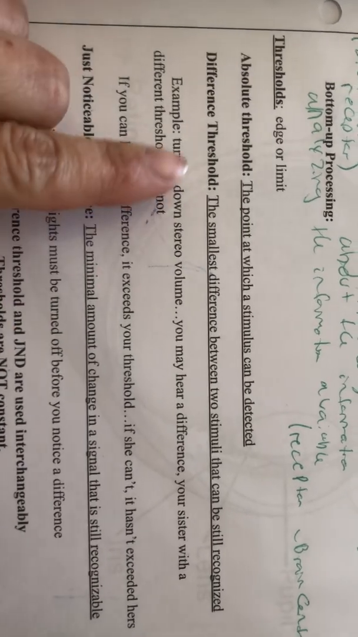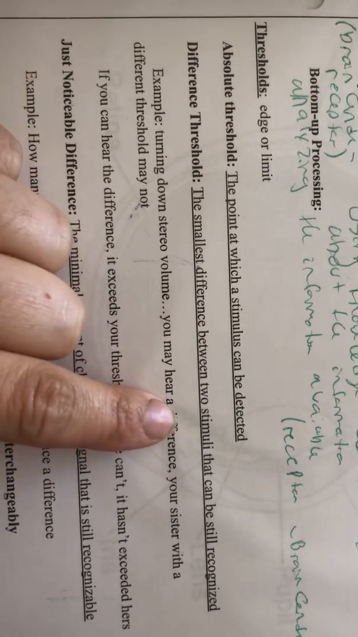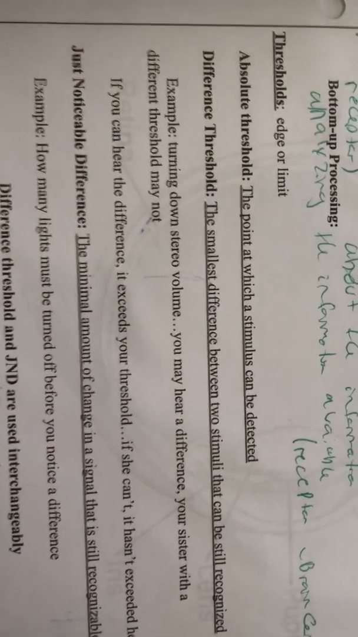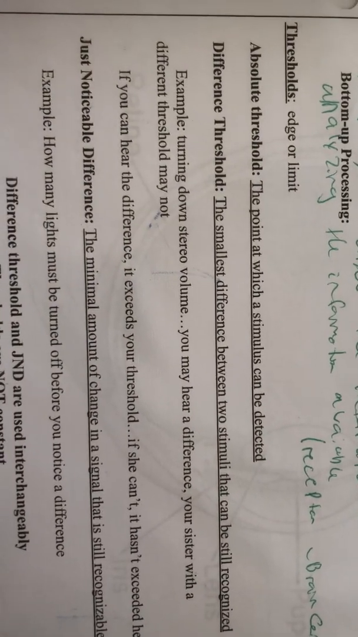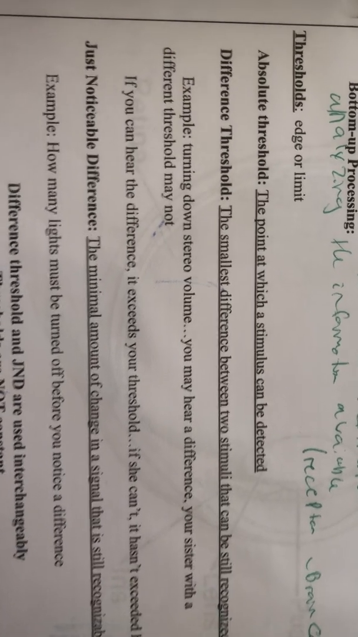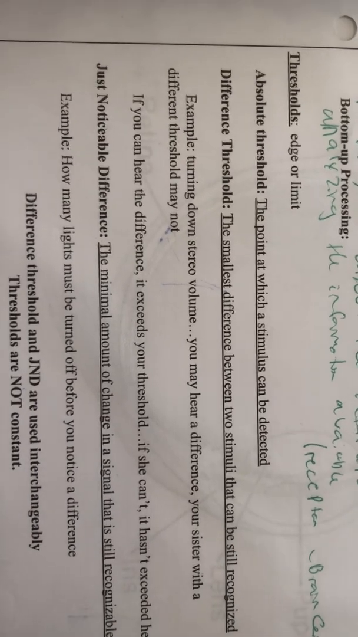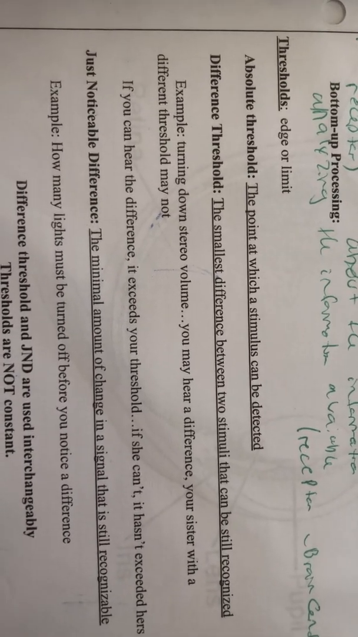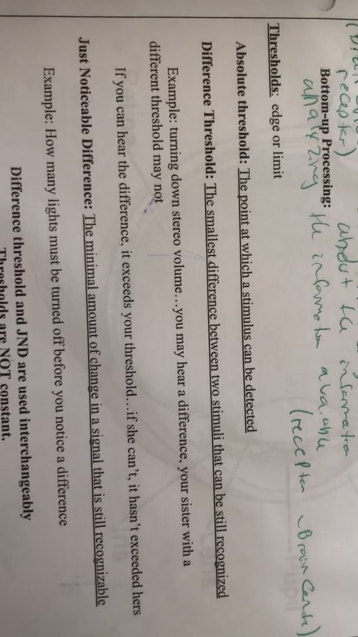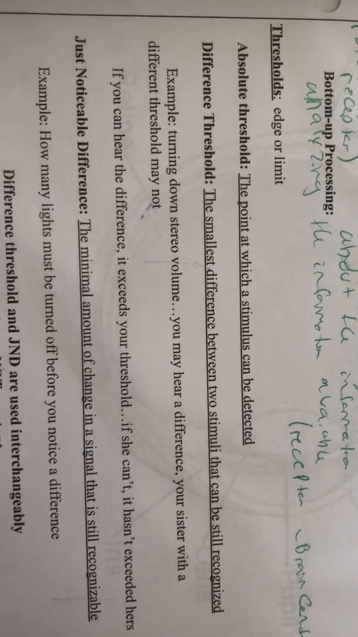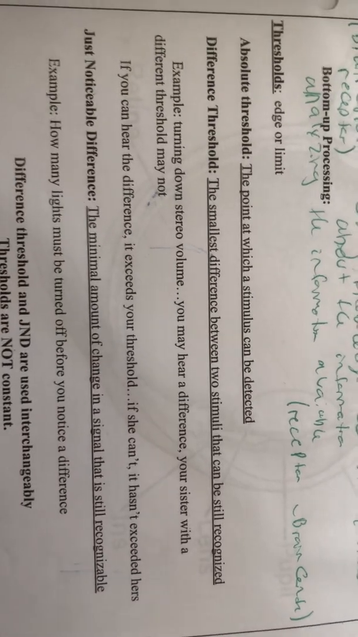The difference threshold is the smallest difference between two stimuli that can be recognized. An example of this was when you spray perfume in your house. You can usually smell it throughout the whole house, even though one spray of perfume goes a really long way. So that's the difference threshold. It's the smallest amount of some stimulus that you can put into something and it can be recognized.